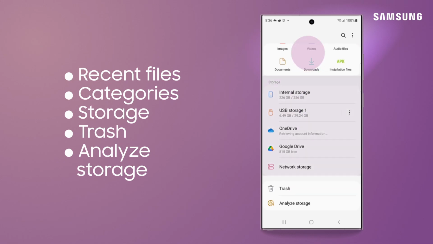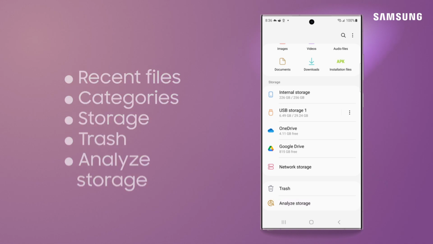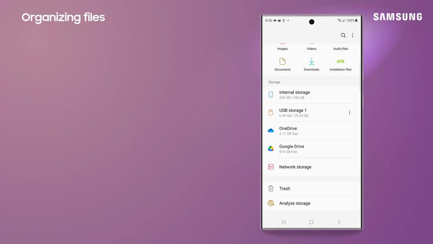Under Storage, you'll find internal storage, or external storage like flash drives and SD cards if they are attached to the device. Trash contains all your recently discarded items, and Analyze Storage shares detailed insights so you can better allocate your files. It's super easy to open, move, and organize files.